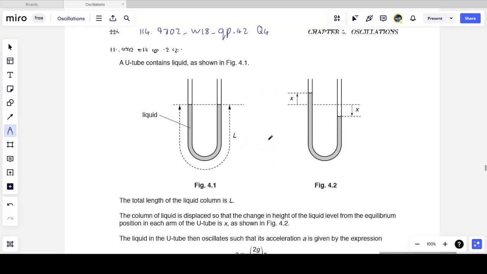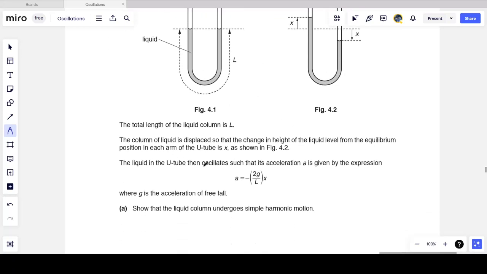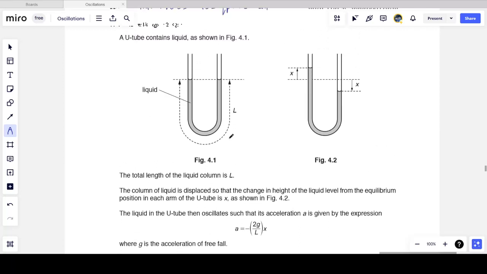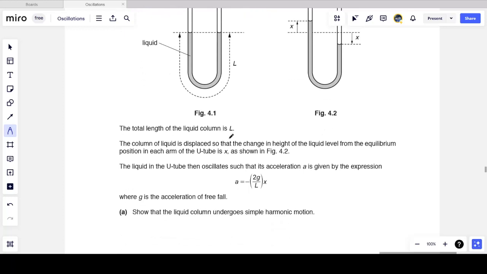A U-tube contains liquid, as shown in the figure. The total length of the liquid in the column is L, and the column of liquid is displaced so that the change in height of the liquid level from the equilibrium position in each arm is x, as we can see in the figure. So that equilibrium position is the middle line, and the liquid oscillates up and down from that equilibrium position, just like any other object undergoes simple harmonic motion.